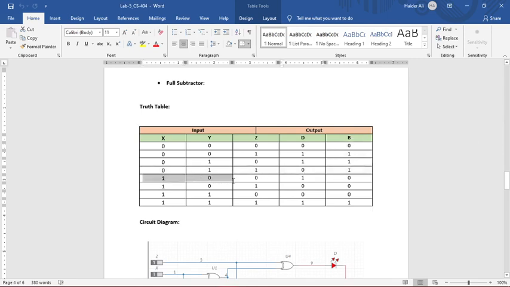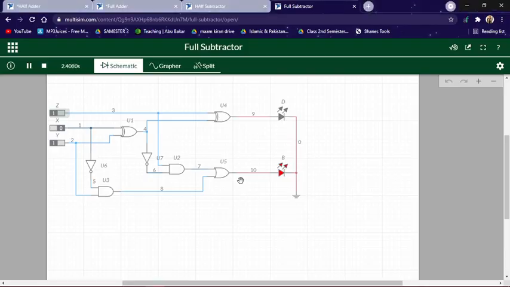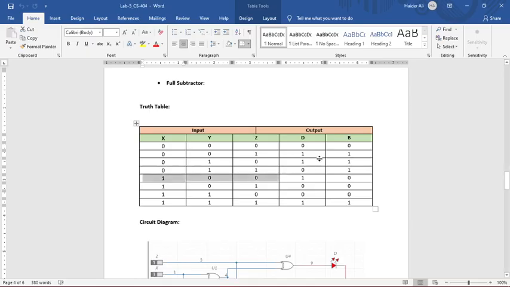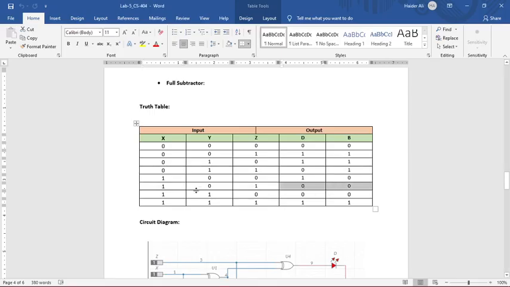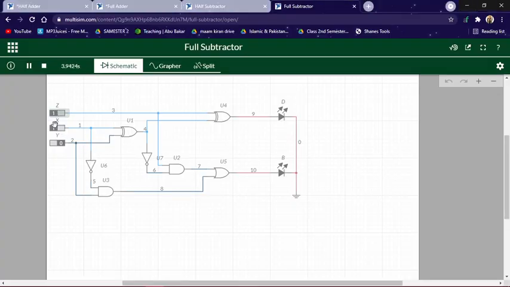When X is 1 and the other two inputs are 0, then difference is 1 and borrow is 0. When X is 1, Y is 0 and Z is 1, then both of the outputs are 0. When X and Y are 1 and Z is 0, both outputs are 0.